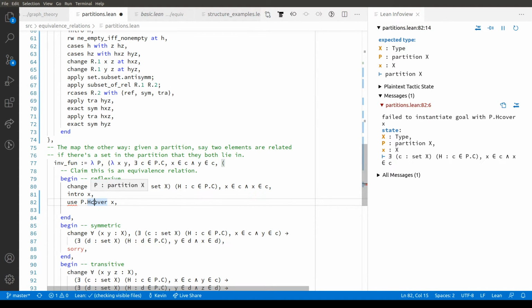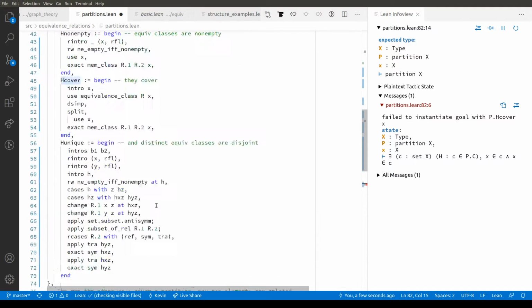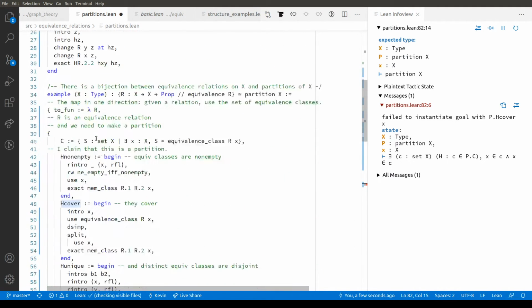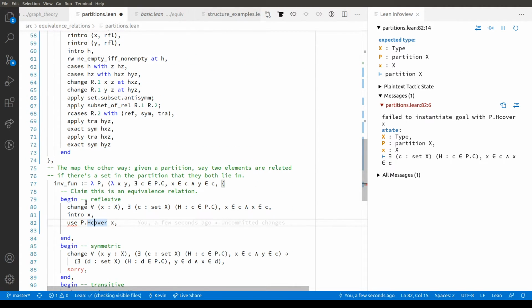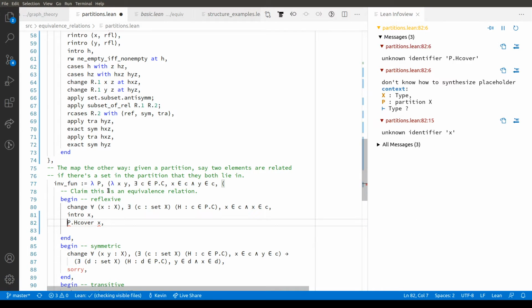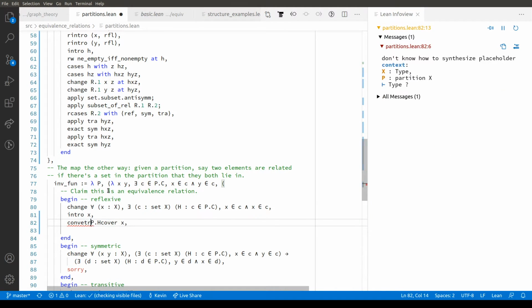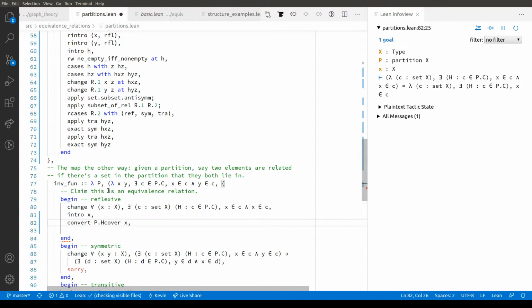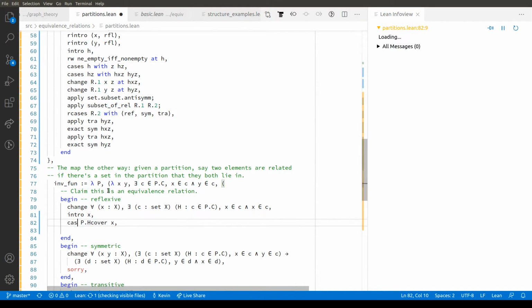P.H cover. P is a partition of X. So P.H cover should be. Oh, I see. That just says that something exists, right? The problem with P.H cover. Yeah, let's not do this. This is a cute way to do it, but let's not do it like this. Let's do cases on this.